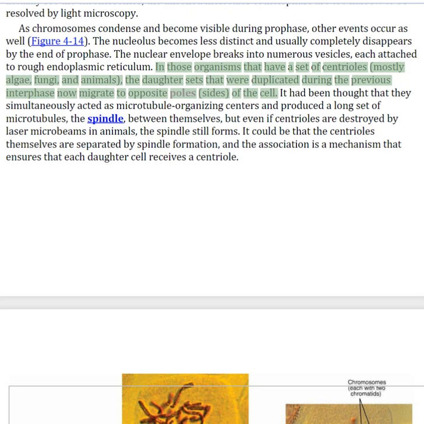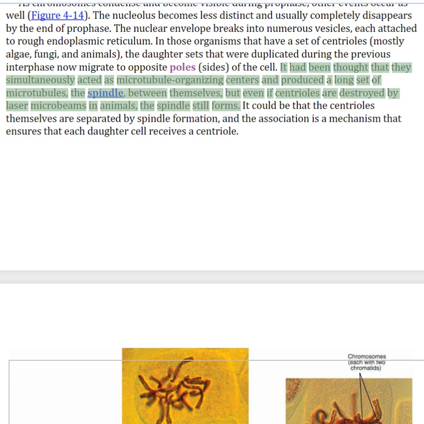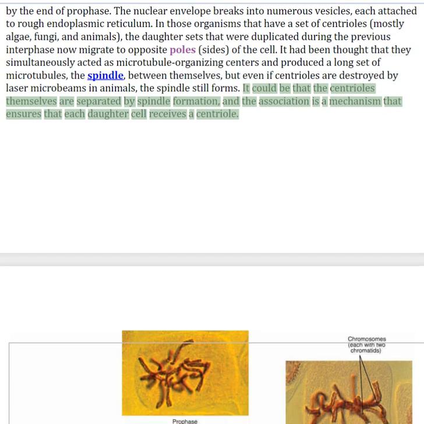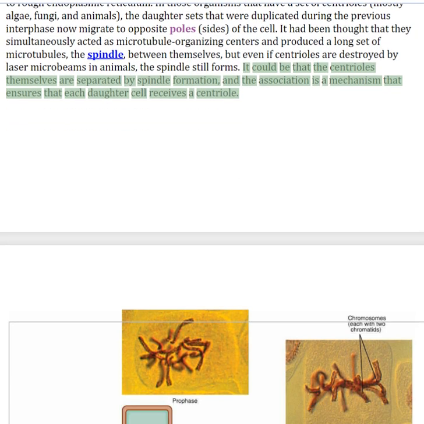In those organisms that have a set of centrioles, the daughter sets that were duplicated during the previous interphase now migrate to opposite poles of the cell. It had been thought that they simultaneously acted as microtubule organizing centers and produced a long set of microtubules, the spindle, between themselves, but even if centrioles are destroyed by laser microbeams in animals, the spindle still forms. It could be that the centrioles themselves are separated by spindle formation, and the association is a mechanism that ensures that each daughter cell receives a centriole.